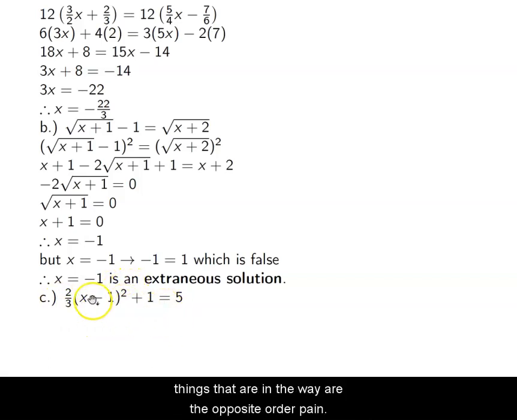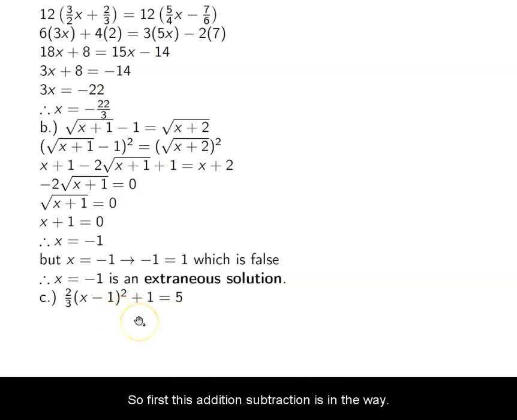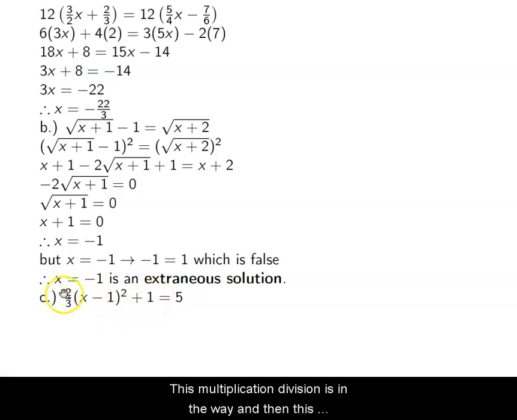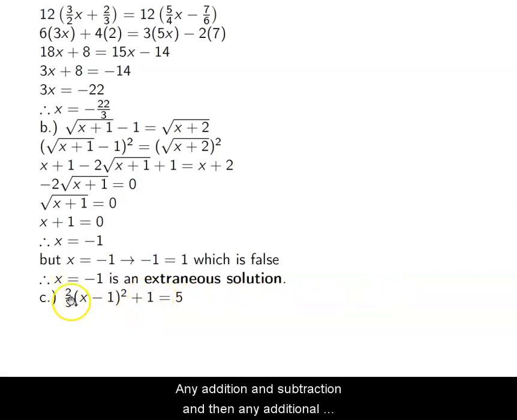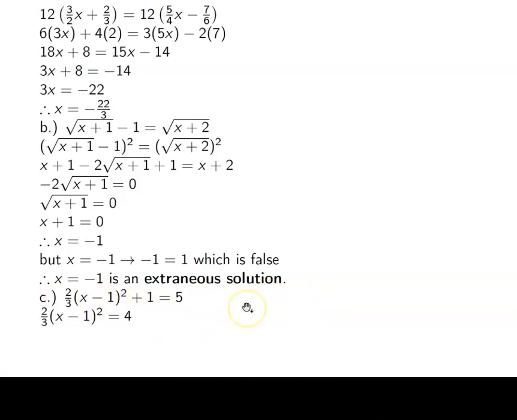So if you notice, the things that are in the way are the opposite order of PEMDAS. So first, this addition subtraction is in the way, then this multiplication division is in the way, and then this exponent is in the way, and then we can get to the parentheses, right? So I'm going in the opposite order. I'm not going from parentheses and working my way down. I'm actually starting from the end, any addition and subtraction, and then any multiplication and division, and then any exponent. So in order to isolate this, I have to go backwards. So again, I'm using the opposite operation that's shown. This is an addition, so I have to subtract. I have to subtract it from both sides of the equal sign because both sides have to be equal, right? So minus 1 from here, minus 1 from here, right?